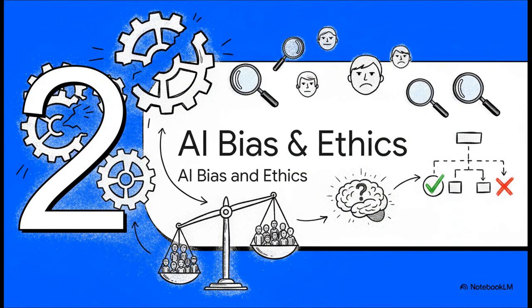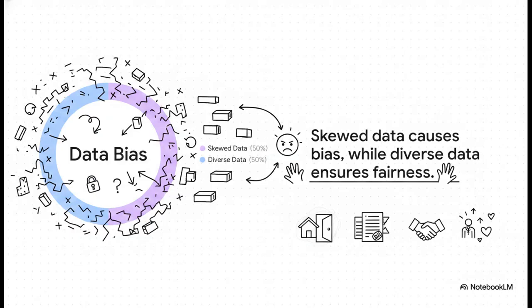Moving right along to Section 2, AI bias and ethics. So that covers how AI learns. But what happens when the data it learns from is flawed? Well, that's where AI bias comes in. This happens when an AI system is unfair and treats different groups differently. And usually it's entirely unintentional. But the real-world impact is massive. Bias can unfairly deny people loans, jobs, or even healthcare.